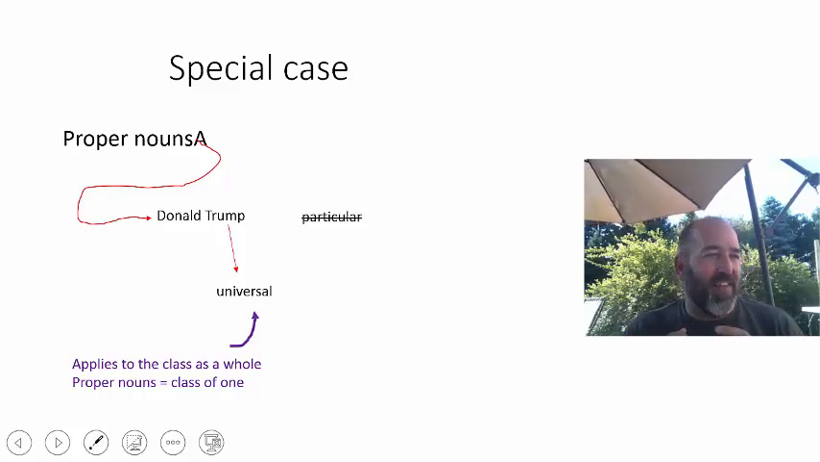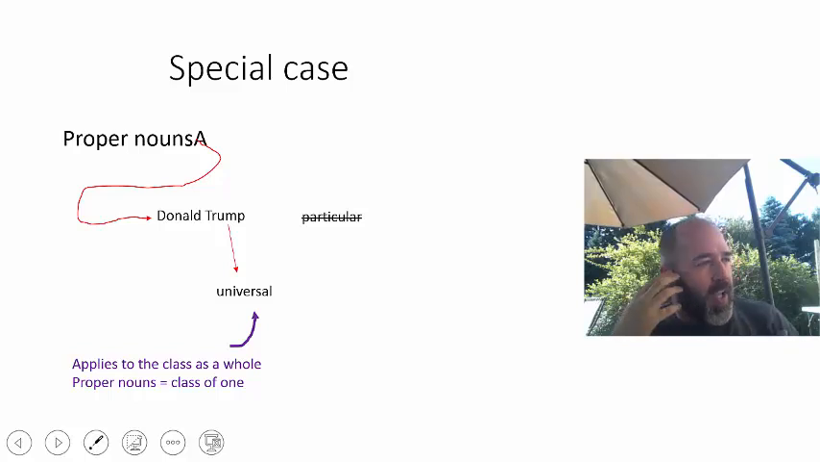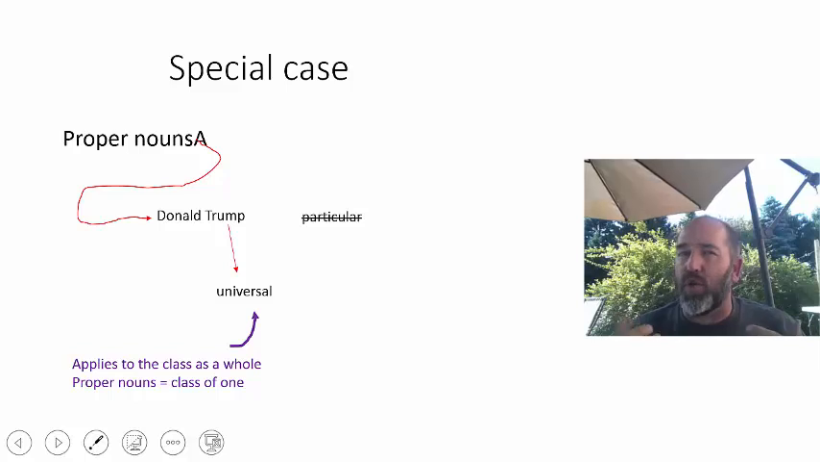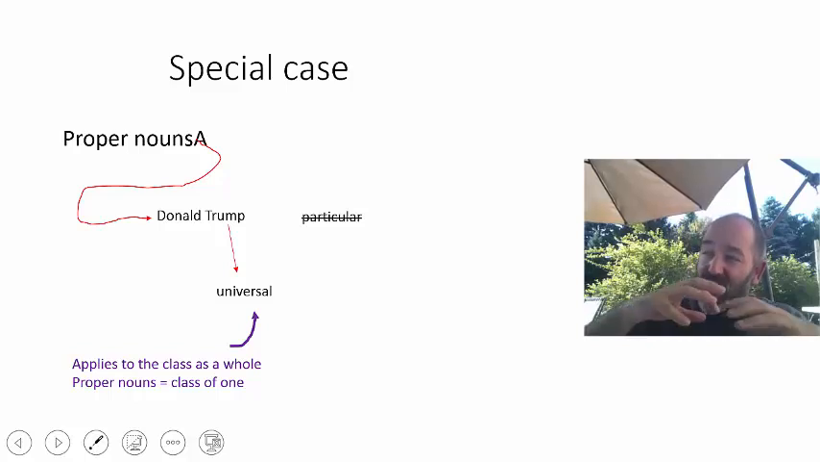It's like saying that bear is the same thing as bare, like an animal and naked are the same. No, they're homophones. Donald Trump 1 and Donald Trump 2 are not the same person. They're homophonic names, right? Donald Trump is universal. It refers to the entire class.